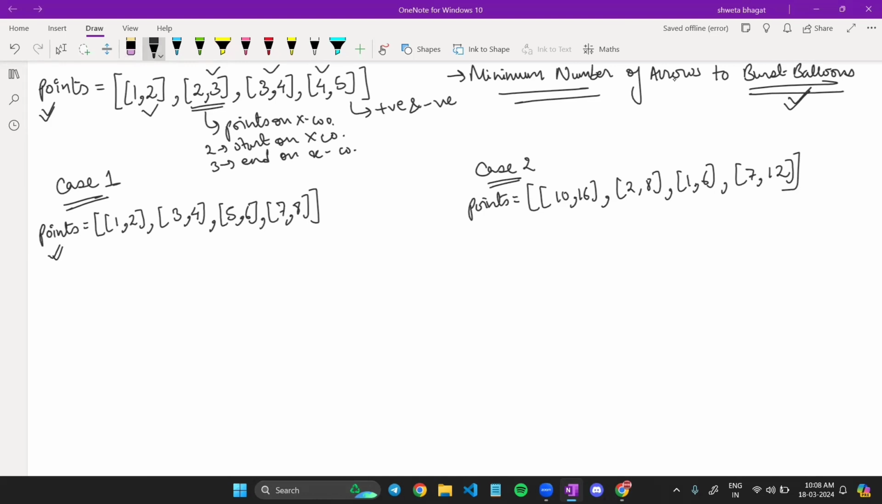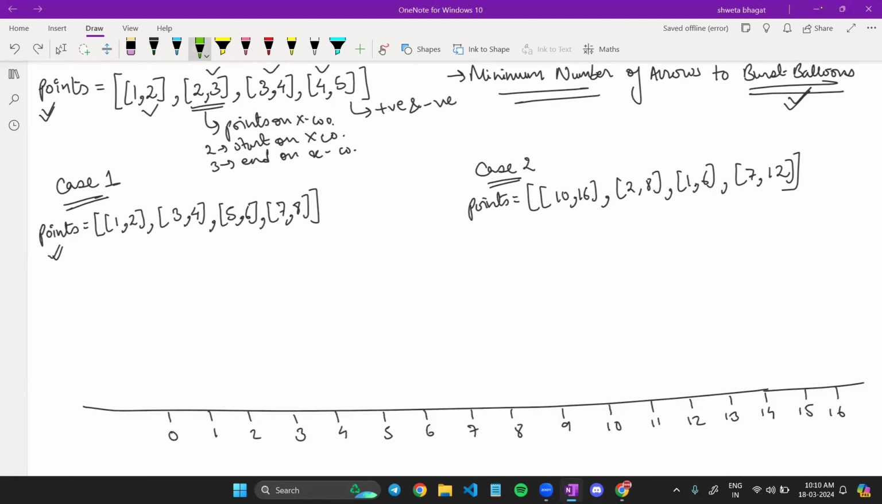So this is the 2D vector given to us in case 1. Let's represent this 2D vector over a number line. Okay, so let's represent the first interval. The first interval is 1, 2. What does this 1, 2 represent? It represents that we have the first balloon over here, right?